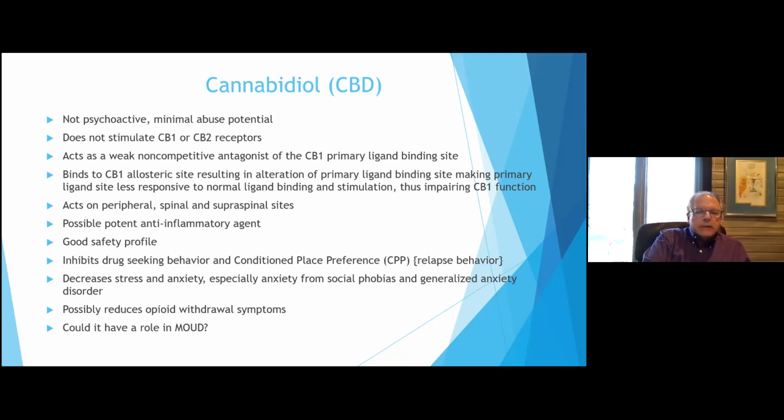It's a pretty potent anti-inflammatory agent and has a very good safety profile. As I said, it does inhibit drug-seeking behavior and conditioned place preference, which is all part of the relapse behavior that occurs. It decreases stress and anxiety, especially anxiety from social phobias and generalized anxiety disorder, and it possibly reduces opiate withdrawal symptoms. So could it have a role in MOUD? Probably, possibly, I'm not sure. The results are not in yet.